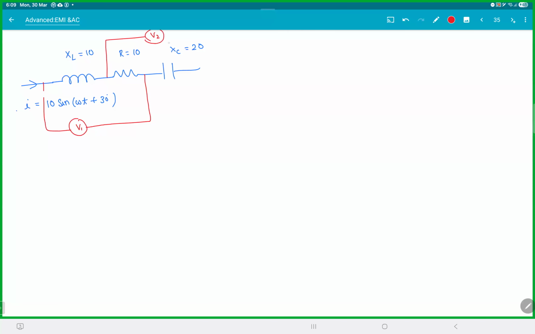Now be careful. Do you guys remember what voltmeters measure? Voltmeters measure RMS values, right? AC voltmeters measure RMS value. They don't measure instantaneous value. So you have to be careful. So using this data, I want you to find the voltage across the inductor as a function of time t, voltage across the resistor as a function of time t, voltage across the capacitor as a function of time t, and the reading of V1 and V2.